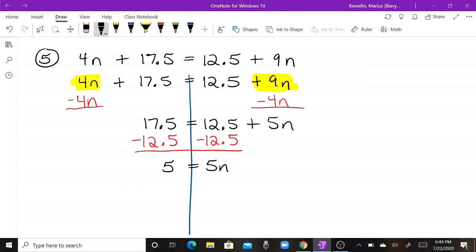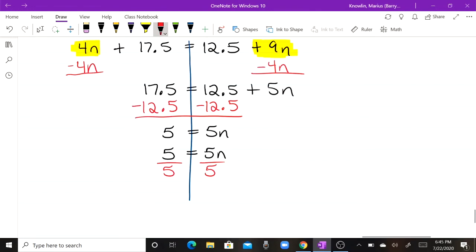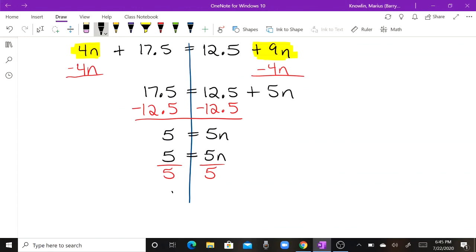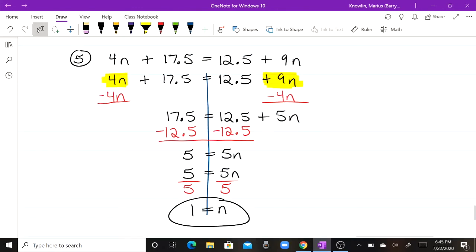Next, we're going to rewrite that and show that we're dividing both sides by 5. And 5 divided by 5 is 1. So n is equal to 1. All right, and that will conclude today's lesson on solving equations with variables on both sides and with parentheses.